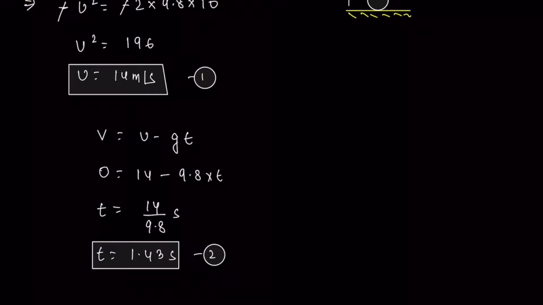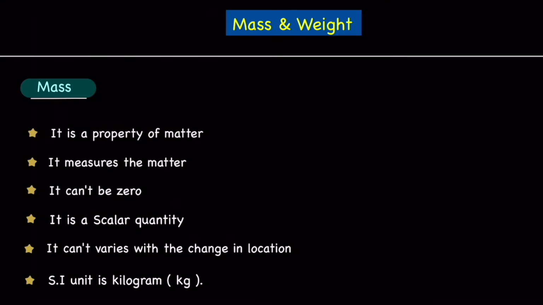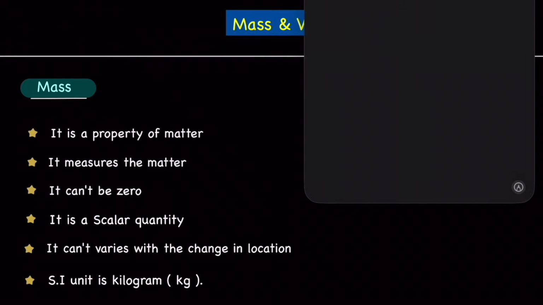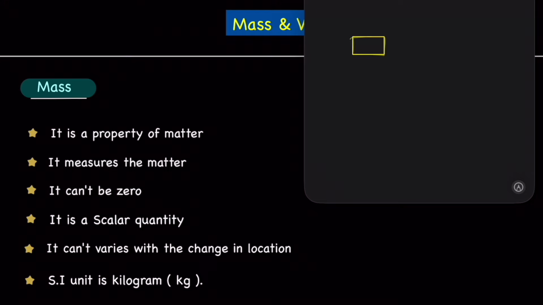Now we will study about mass and weight. In the mass and weight topic, first we will see the properties of mass. Mass is a property of matter. What is the meaning of property of matter? Around us, any object you see is matter, and if it is matter, it must have a mass. If we take any box, this box is made up of particles, so each of the particles must have a certain mass. So mass is a property of matter.